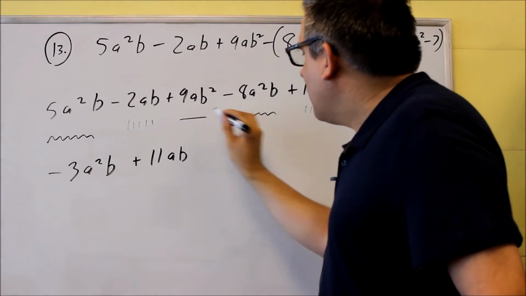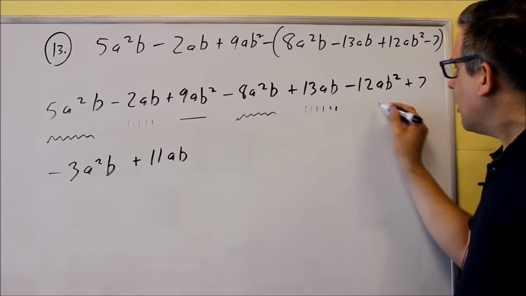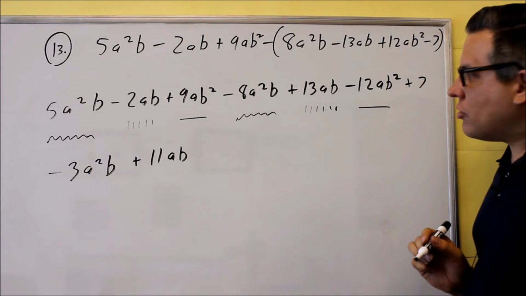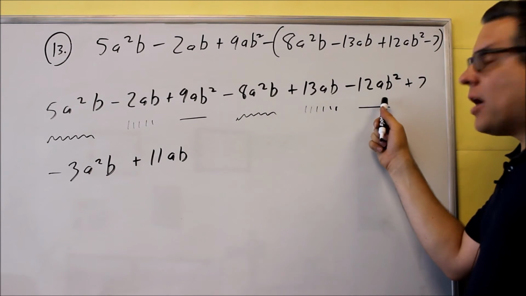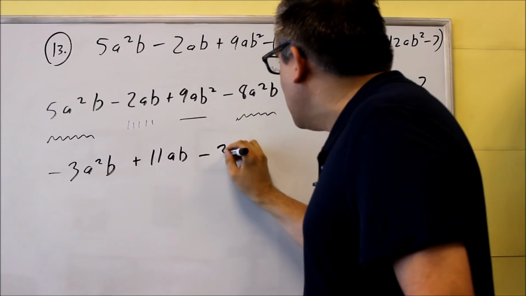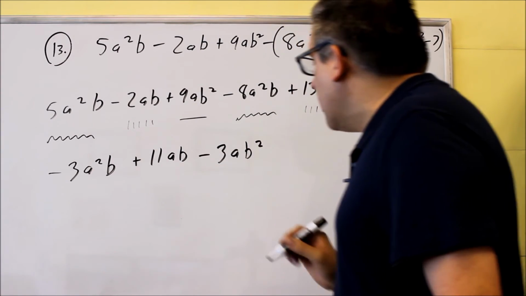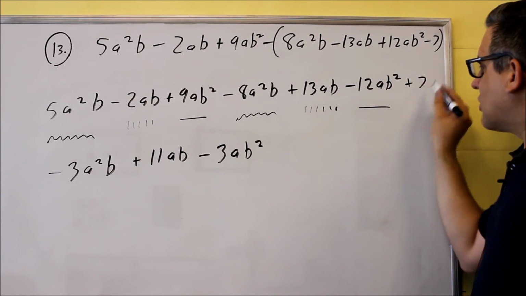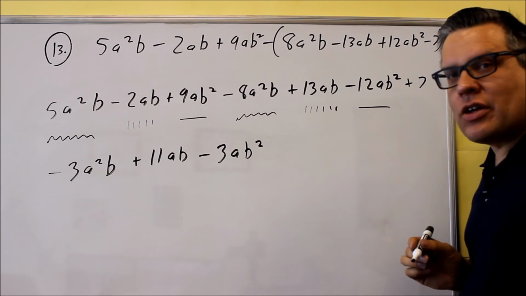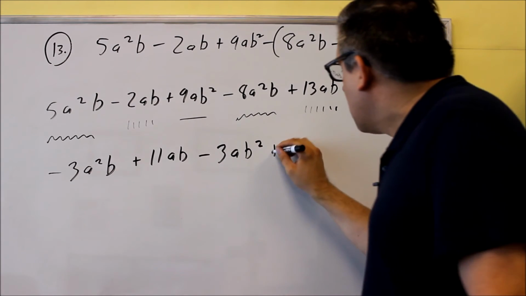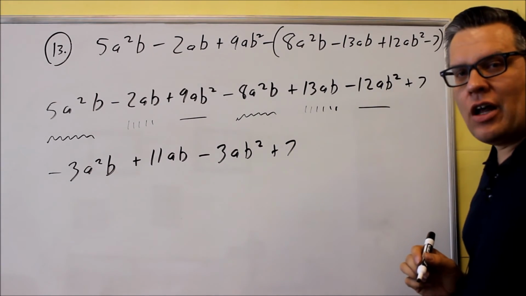Next, I have an AB squared. I have another AB squared term there. So I have a 9 minus 12, that's negative 3 AB squared. And finally I got a 7 on the end, which I can't combine with anything else. It's not a like term with anything. So I'm just going to go ahead and put that one on the end.